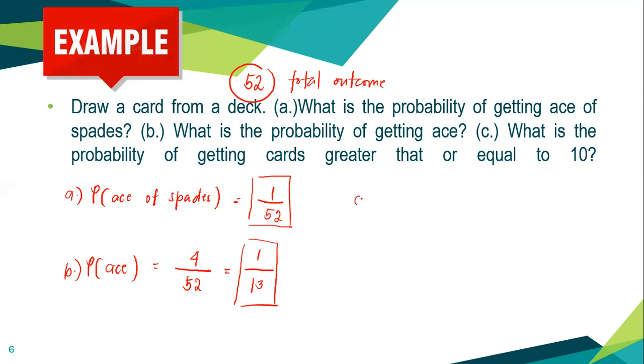How about letter C? What is the probability of getting cards greater than or equal to 10? So we have probability of greater than or equal to 10 na card.